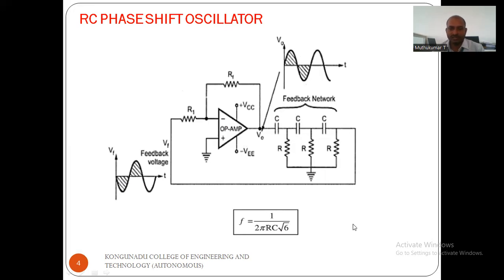The frequency of oscillation is F = 1 / (2 pi RC root 6). By adjusting the values of R and C, the frequency of oscillation of the oscillator will be varied. This is the operational amplifier based RC phase shift oscillator, which produces the sine waveform at the output. The RC network provides the feedback to the inverting terminal.